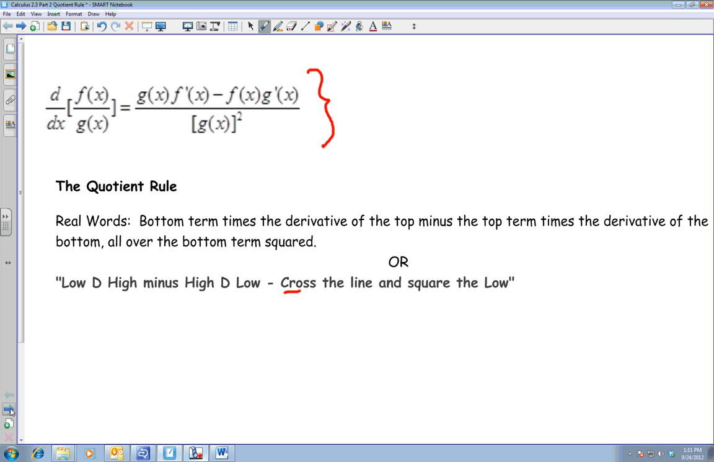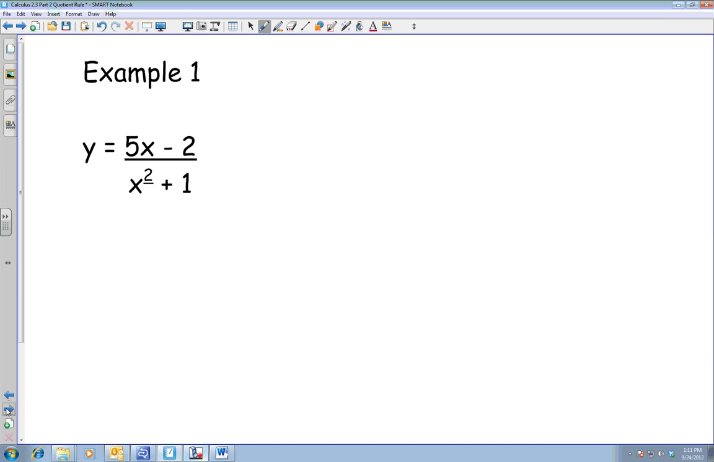All right, so let's see what this looks like. Here's example one. So first of all, I know that this is going to be the quotient rule because I have a fraction. I have a top term, I have a bottom term. Okay, so let's find the derivative. There's lots of ways you can remember it. Low d high minus high d low. So low means my bottom term. Low d high, so that means the derivative of my high. So the derivative of 5x minus 2 is 5. Minus, so low d high minus high d low.